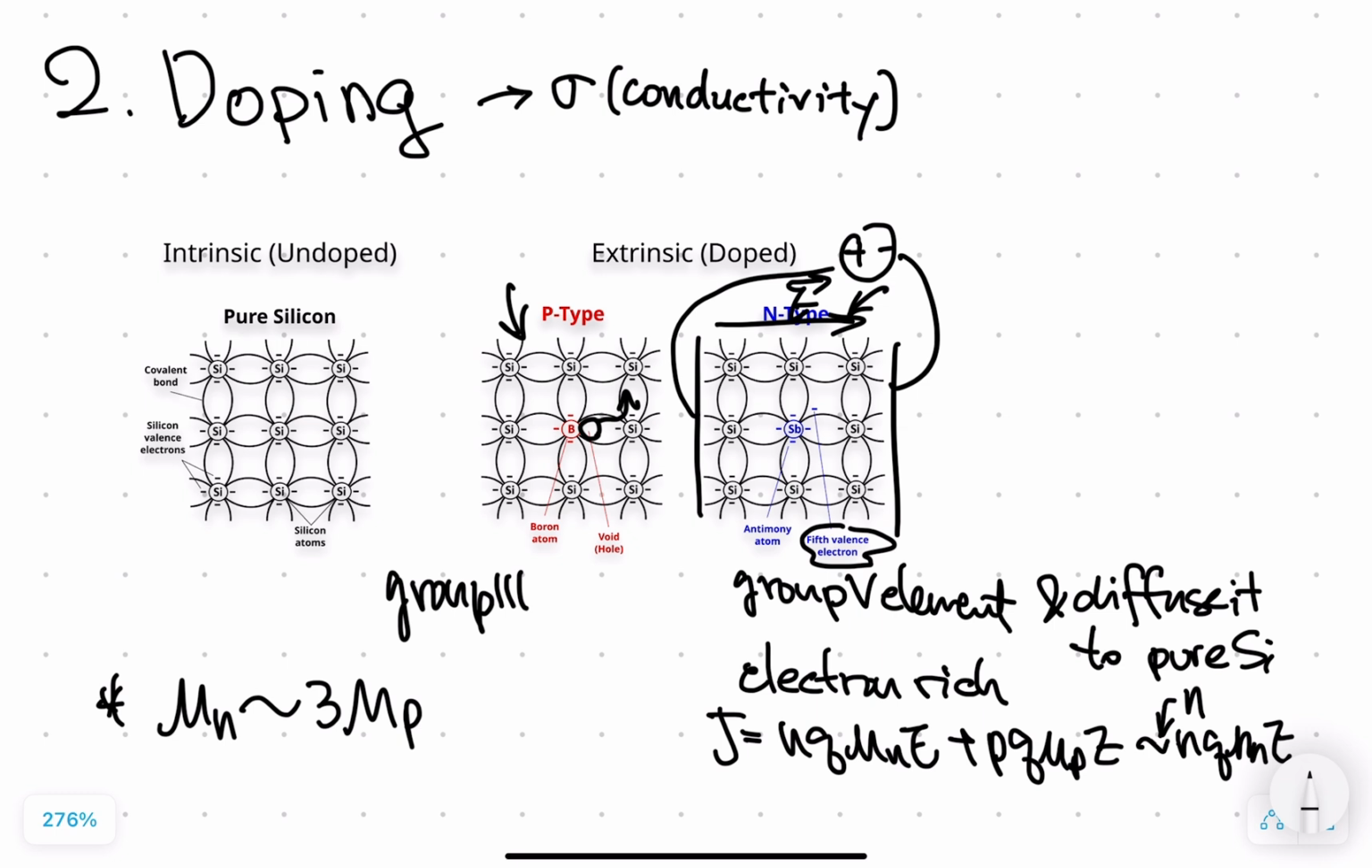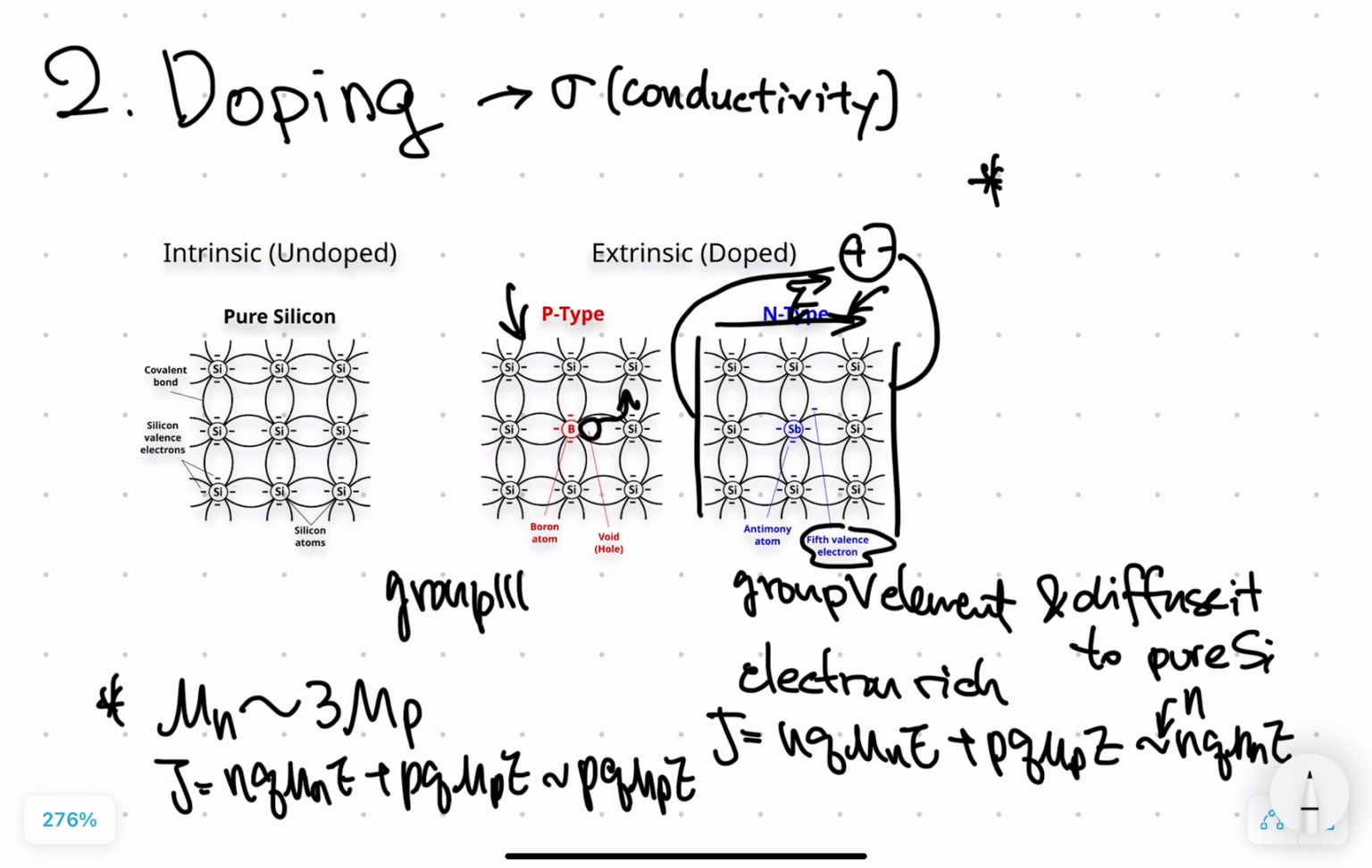Finally, let's apply E field, and let's say J equals to NQ mu N E plus PQ mu P E. And since the P is much larger than N, we can approximate this to PQ mu P E. What will be the majority carrier? Since most of the current is generated by holes, the majority carrier is a hole. Also, the minority carrier is an electron.